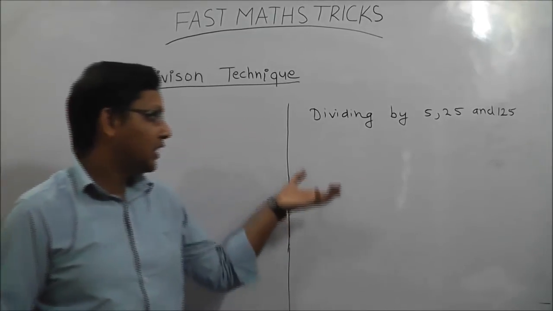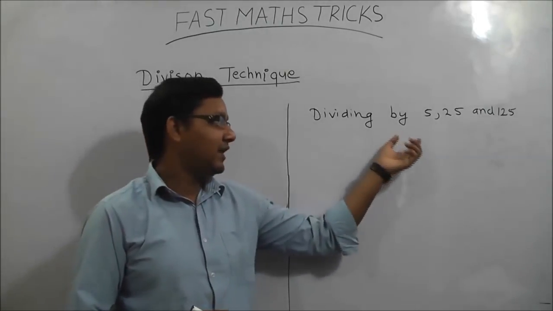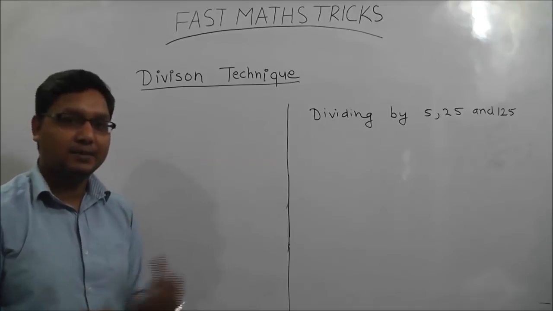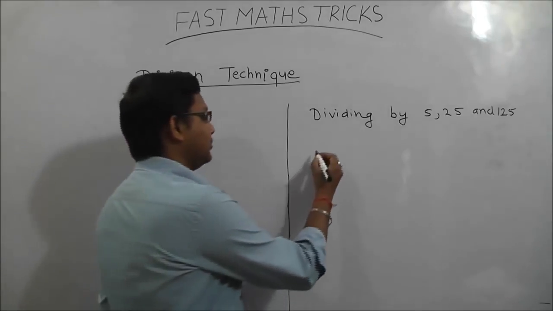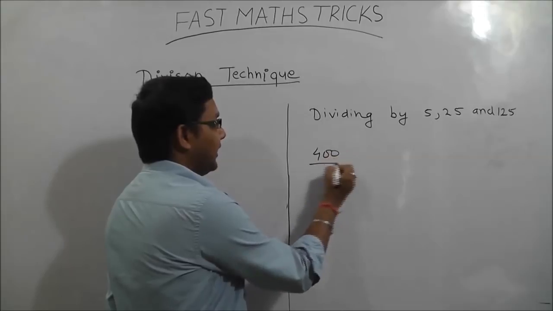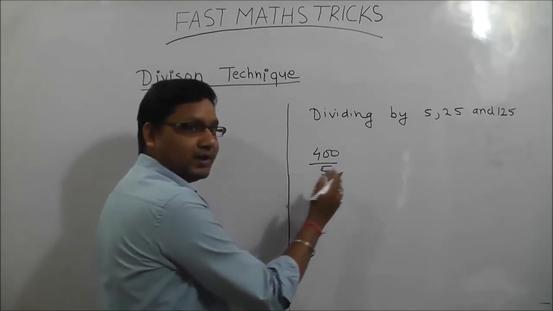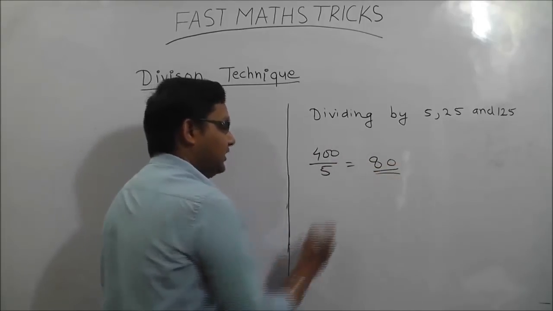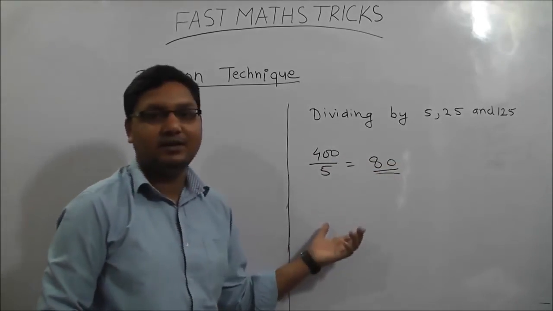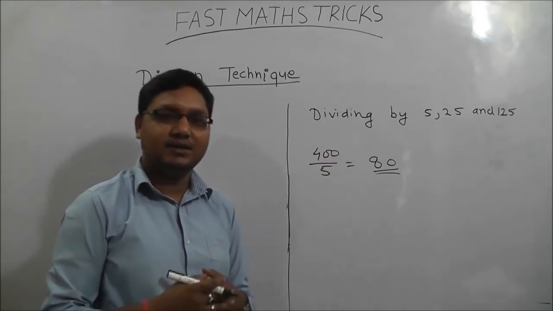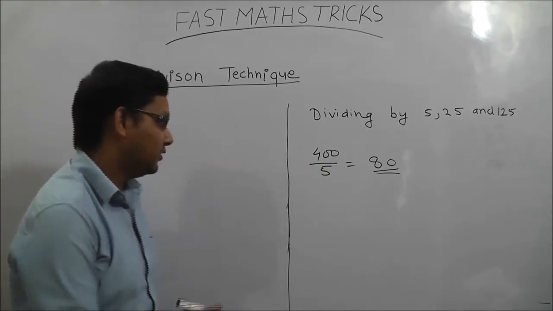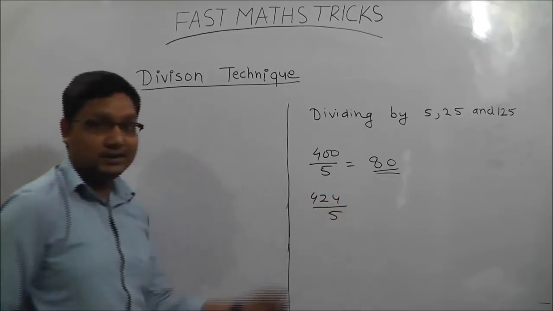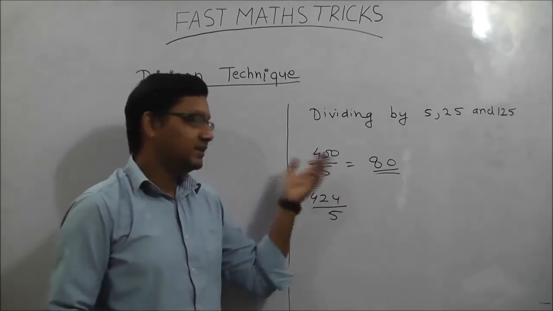So let's now see how to divide any number by 5, 25 and 125. Suppose we have to divide a number by 5. Suppose a number is 400 and we have to divide it by 5. So how much will you get? 5 into 8 is 40, so 80 will be the answer. This looks very easy because the numerator is a multiple of 5. Suppose the number is 524 by 5. This division is not as easy as the previous division.